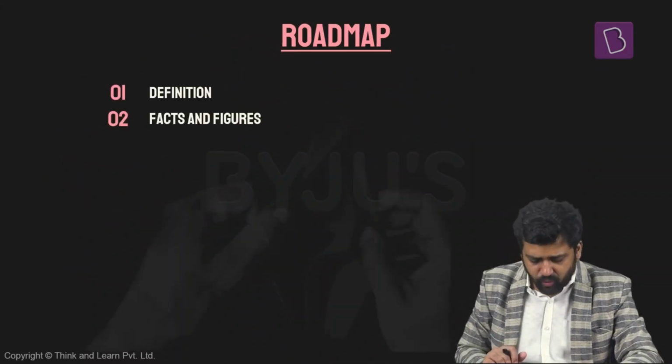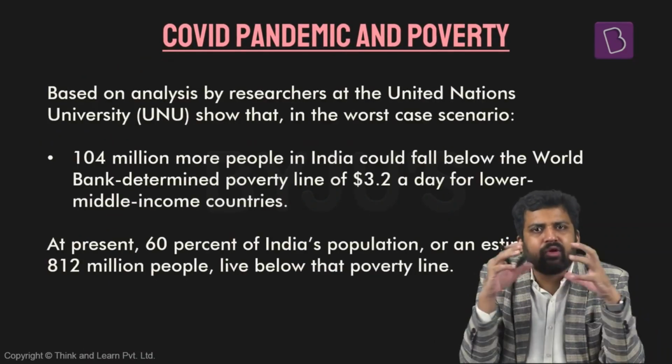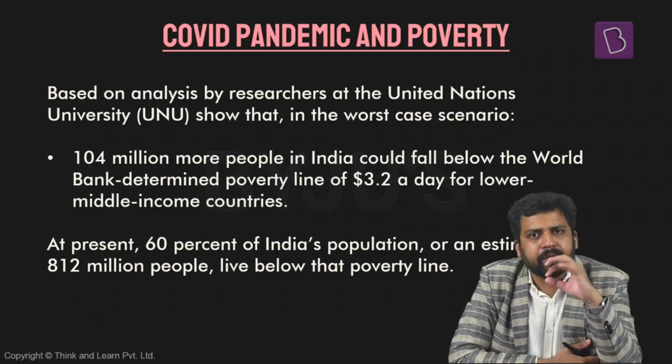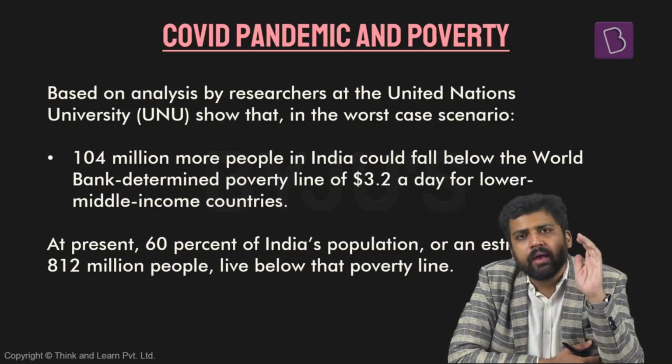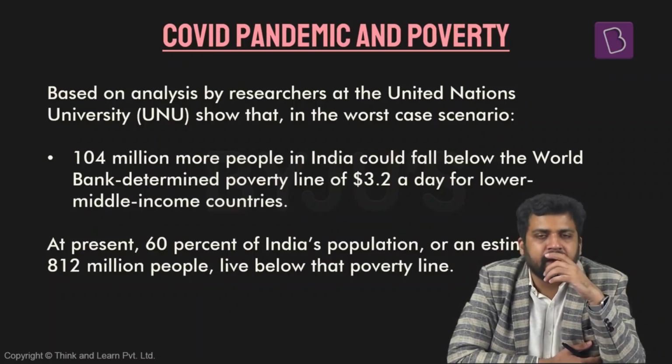Now, the next bit that I wanted to discuss, a small bit here, is COVID and poverty. How the pandemic and poverty are linked with one another. Now, what did the pandemic do? See, for some time now, different states have been trying to address poverty. Nation states the world over are trying to address poverty, and India has also been trying to do that.